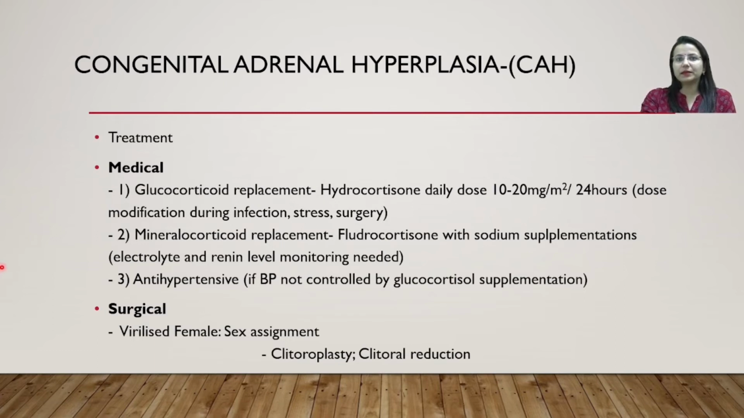Antihypertensive is only supplemented in cases where BP is not controlled after glucocorticoid supplementation. Virilized females need a proper sex assignment, wherein they will need surgery for female genitoplasty, where clitoral reduction methods would be utilized, or UGS resection can be done.